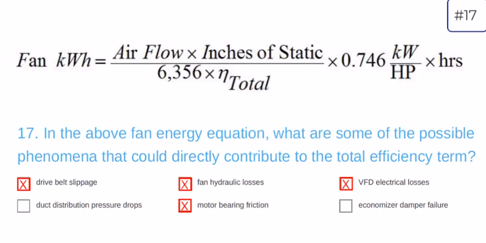So sometimes we underestimate our energy savings when we don't acknowledge those inefficiencies that are built into the system. Or in our finding, we could go after these efficiency terms themselves. Economizer damper failure wouldn't directly contribute to that efficiency term, although there may be some psychrometric calculations to account for the effect of that poor operation. And duct distribution pressure drops would be expected to change the inches of static pressure term in the numerator, but not directly the efficiency term in the denominator.